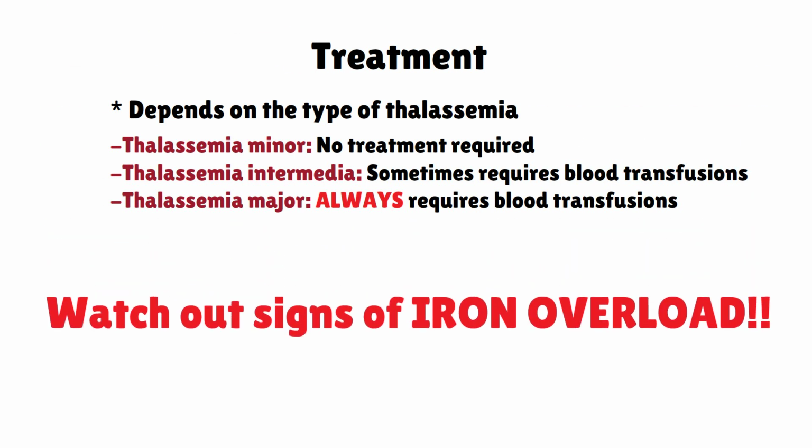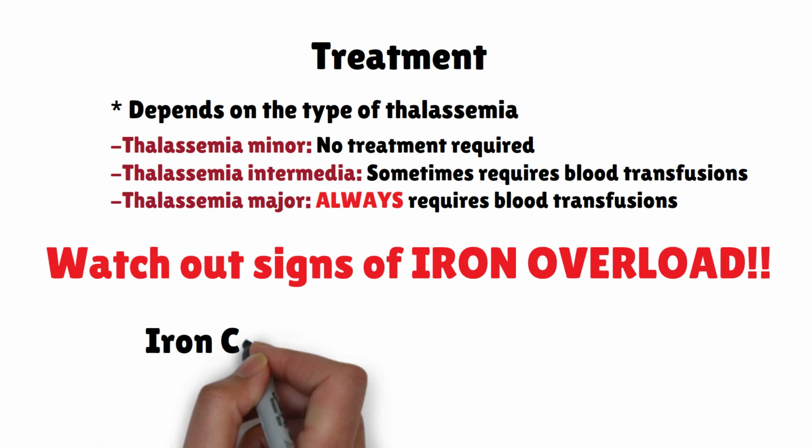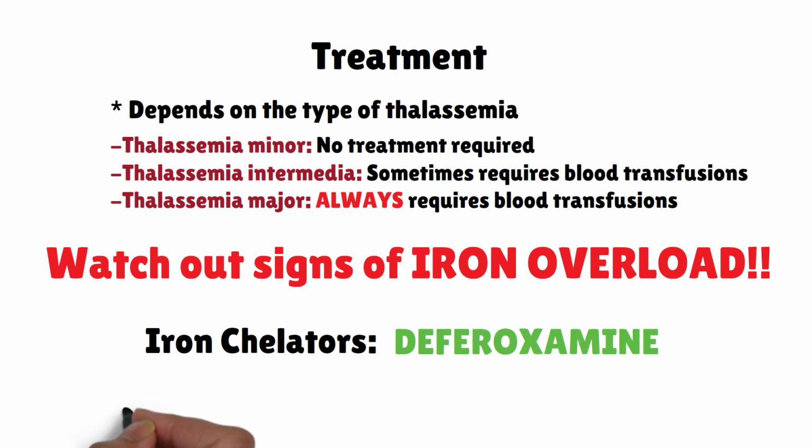Watch out for signs of iron overload when giving blood transfusions, as blood is iron. So always make sure to give iron chelators such as deferoxamine along with blood transfusions to these patients. Splenectomy can also be performed in patients with splenomegaly.